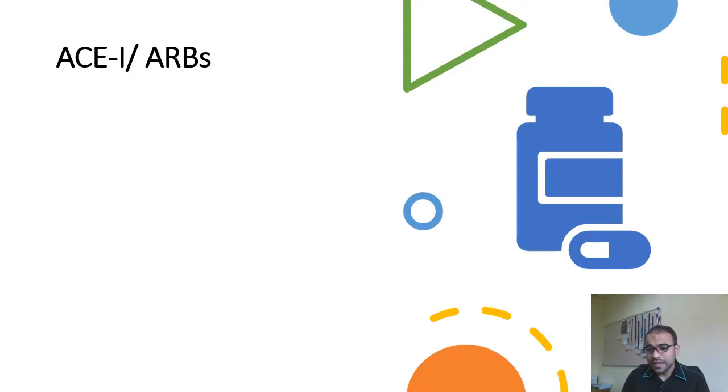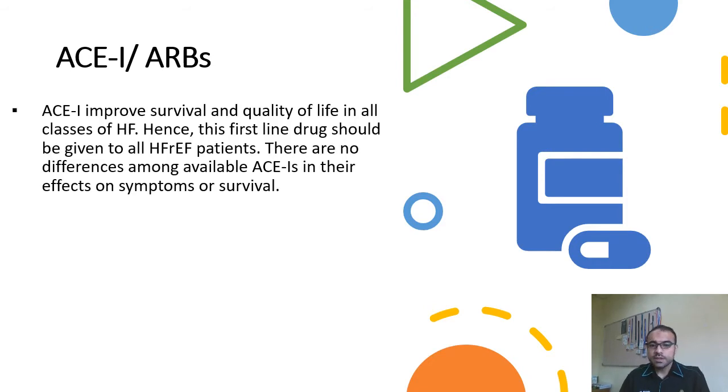So the second therapeutic agent deemed to be very important in patients with heart failure is ACE inhibitors or ARBs. In the first place, it is important to highlight that this is a mortality benefit medication, meaning it has an impact on improving survival and improving quality of life in all classes of heart failure. And that's why we say this is an integral part of the care of patients with heart failure.